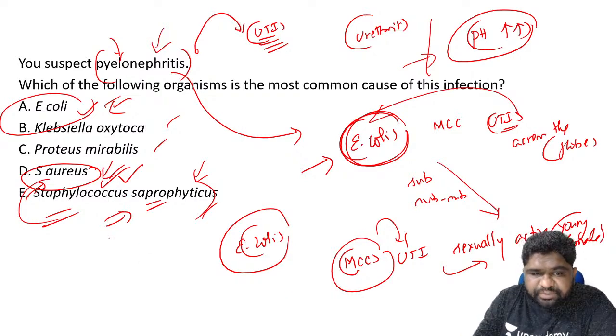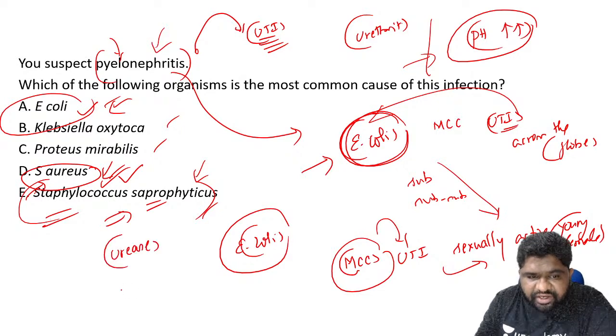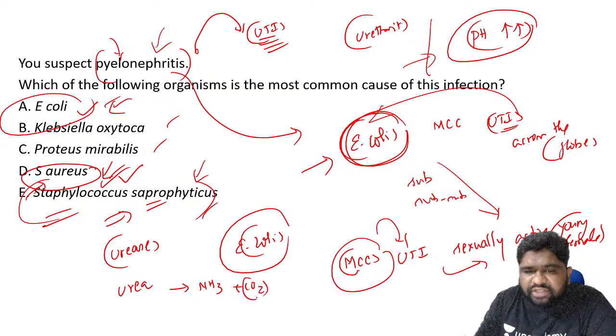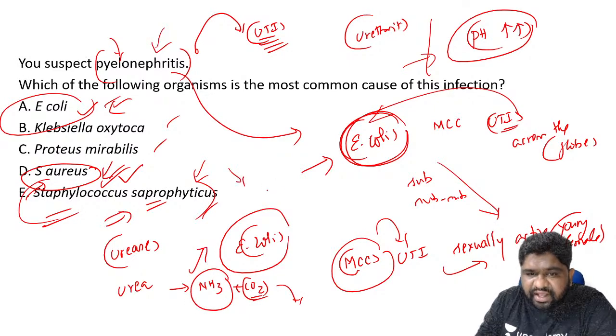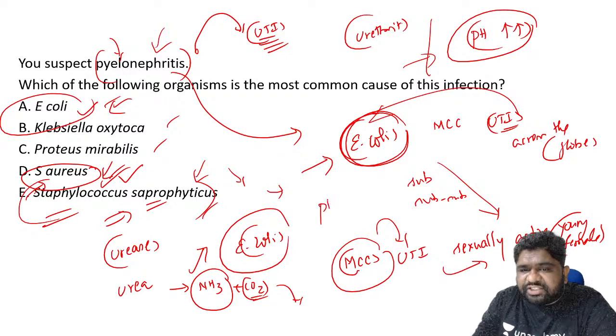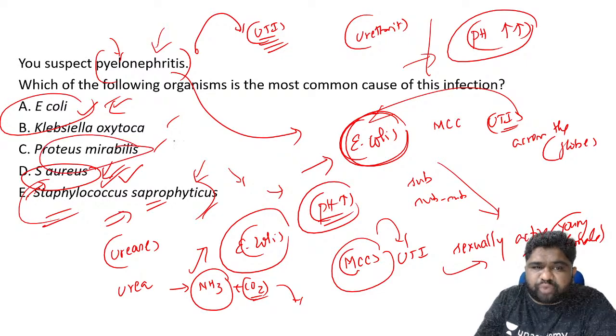Please understand, Proteus mirabilis is an organism known for releasing urease. That urease will break the urea into ammonia plus carbon dioxide. The carbon dioxide dissociates, becomes bicarbonate and gets lost in the urine, but ammonia will increase in the filtrate through tubular secretion. So ammonia elevation can cause the pH to be elevated because ammonia is alkaline. So Proteus mirabilis is what you will think of.